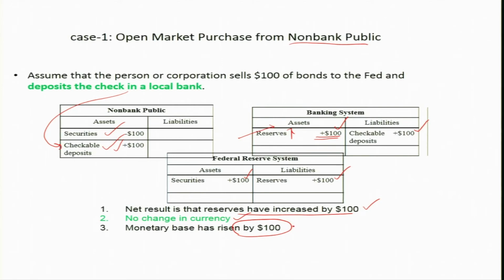Later on we are going to discuss that the monetary base plays a crucial role in determining the money supply, because the monetary base is the main tool or route through which a central bank can influence the money supply in an economy. So in this open market purchase from the non-bank public, through the process we discussed here, the monetary base has increased, but there is no change in the currency.